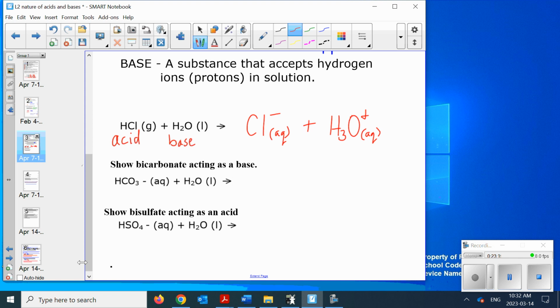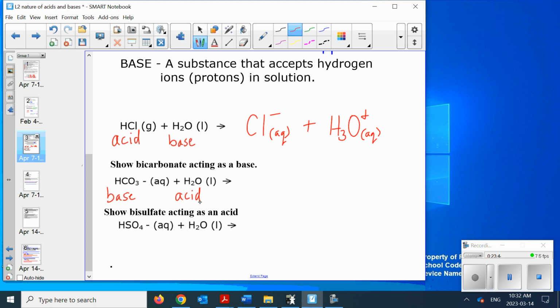So bicarbonate acting as a base, I'm going to show, and bisulfate acting as an acid. Okay. So, this is the base. Then, water has to act as an acid. So, water can act as an acid or a base, depending on what I tell you.